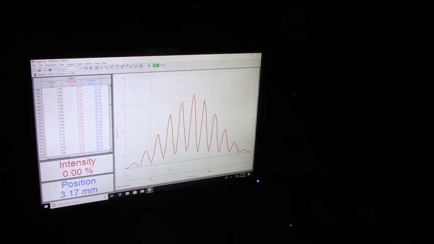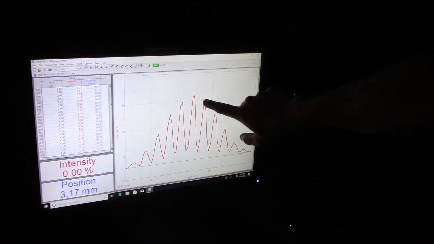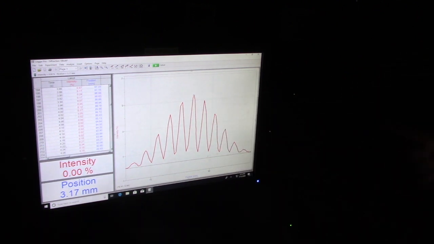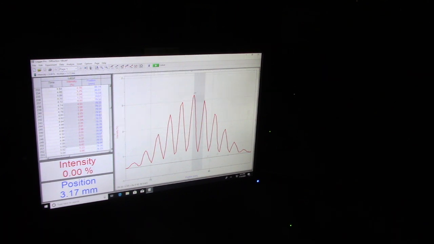In particular, the first thing we're going to measure is the distance between the center of the pattern and the n equals 1 interference maximum. The way we can measure this is to click on that central or n equals 0 maximum, and then drag the cursor over to the first peak to the right of that, and the distance there is 0.92 millimeters. So 0.92 millimeters between n equals 0 and n equals 1.